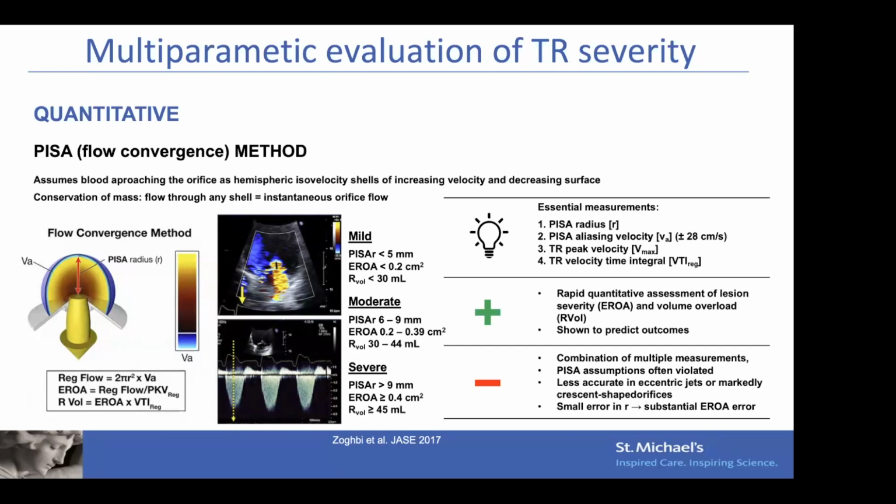But the main downside is that it's a combination of multiple measurements, and therefore there's a compounding of error. Secondly, the PISA assumptions actually are more often than not violated in the case of TR, and so this will greatly impact accuracy. It's also less accurate in eccentric jets, or when the orifice deviates from the planar circular orifice. And because PISA radius is squared in the formula, any small measurement error in this will lead to a much more substantial error in regurgitant orifice severity.